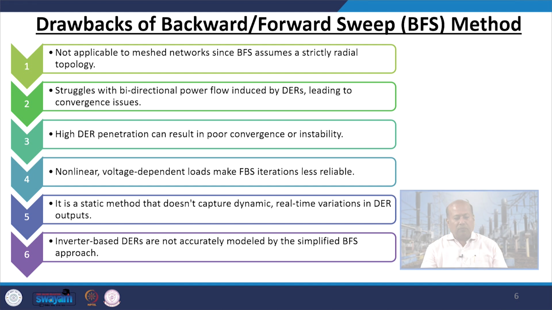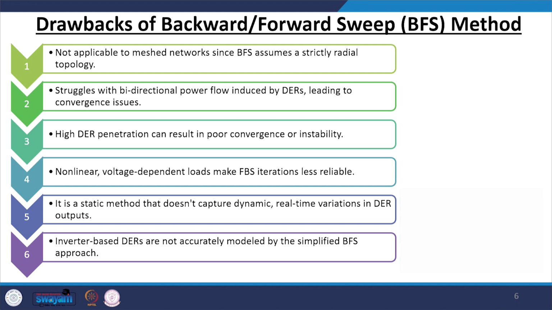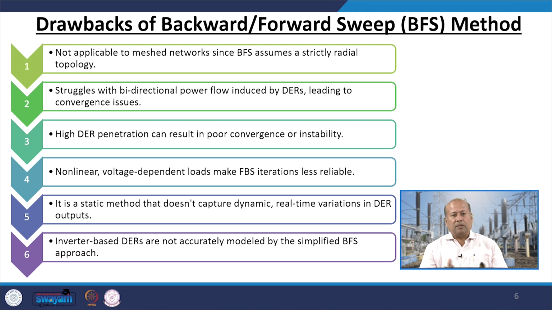Now, the drawbacks of the forward and backward sweep method. Though it is simple to solve, most of the time it poses challenges. It is not applicable to mesh networks because it is only applicable to radiality. If the network is meshed, weakly meshed or ring type, then the backward forward sweep load flow for distribution systems is no more applicable. It also struggles with bidirectional power flow induced by DERs, leading to convergence issues. High DR penetration can result in poor convergence or instability.